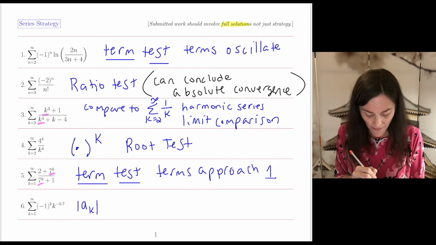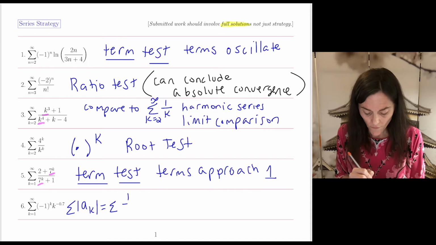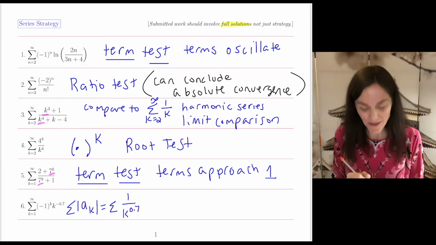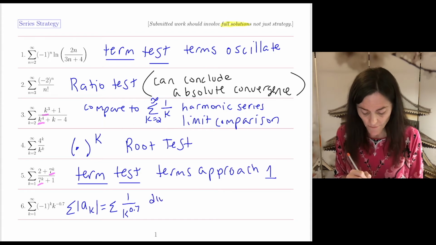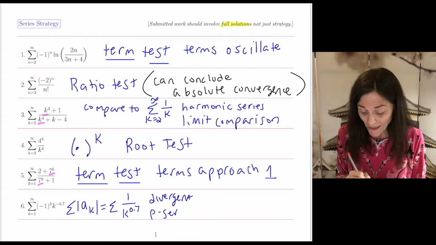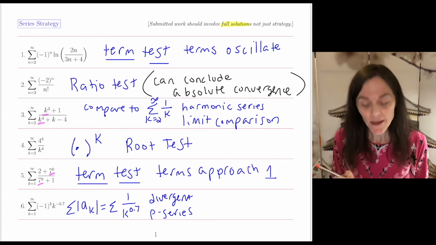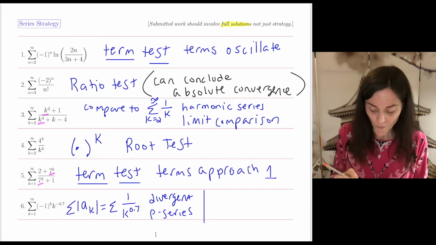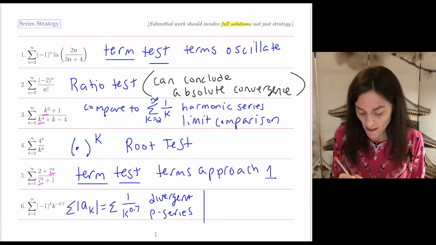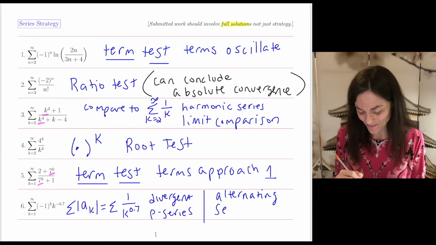Now in this one, number 6, this again is alternating. If I look at this, well, maybe I'll write the sum. We get 1 over k to the 0.7. Immediately, this is a p-series. It's a divergent p-series, in fact. So what I know, thinking so far, is this does not converge absolutely. But what I could do, and what I will do with the details, is come in with an alternating series test, and we will see this will converge conditionally.